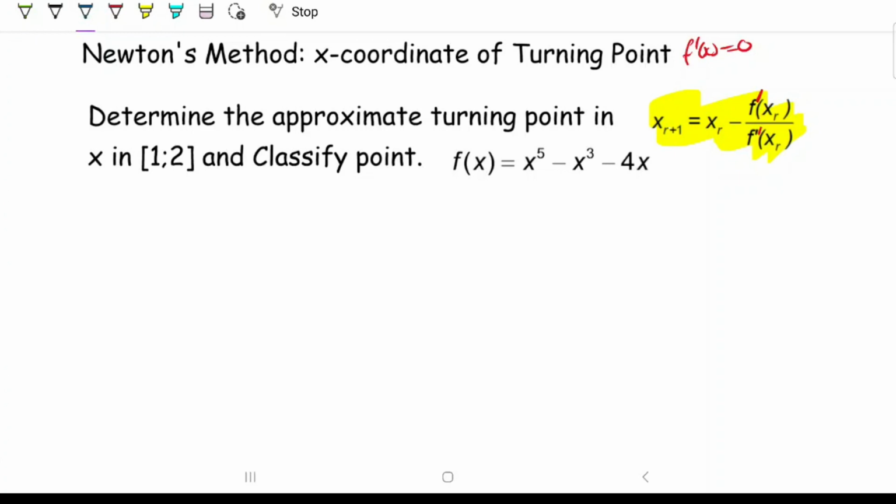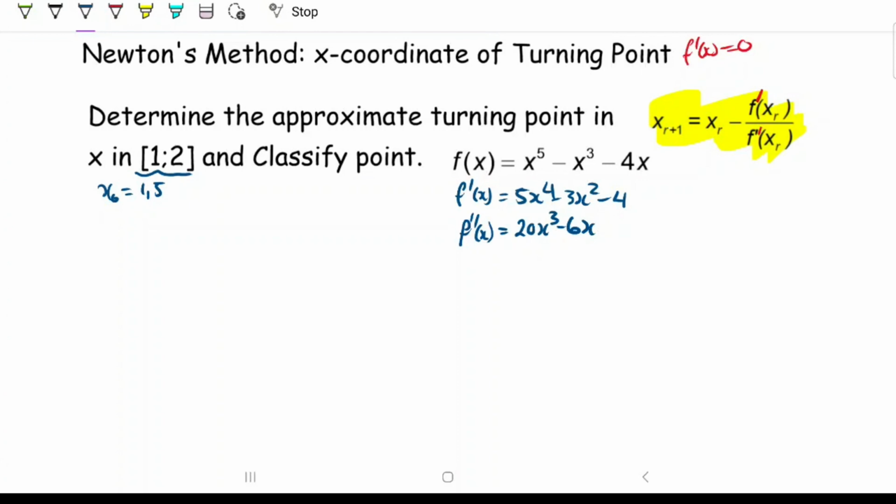What's quite important to remember first of all is the interval that we'll be working with, and the midpoint of that, which is 1,5. But also more importantly, we need to find the derivative of this function, which in our case will be 5x to the 4 minus 3x squared minus 4. And then we have to find the second derivative. For the second derivative, this becomes 20x to the 3 minus 6x.